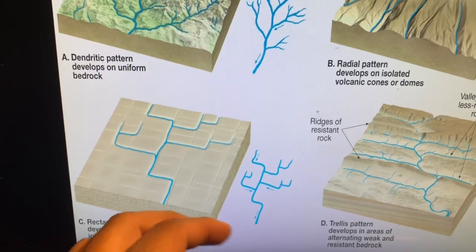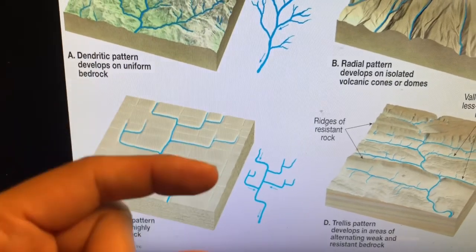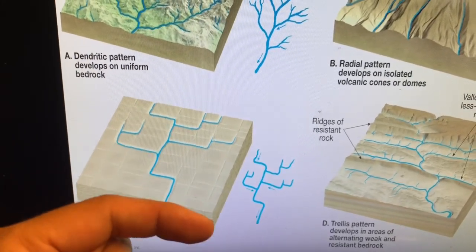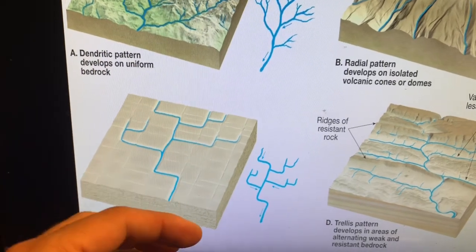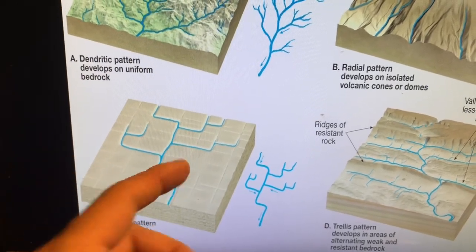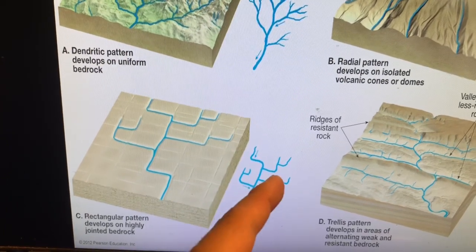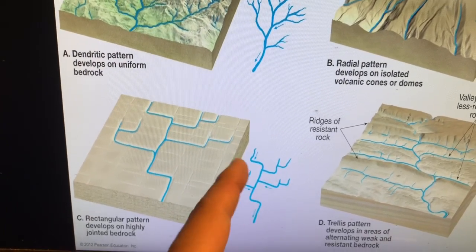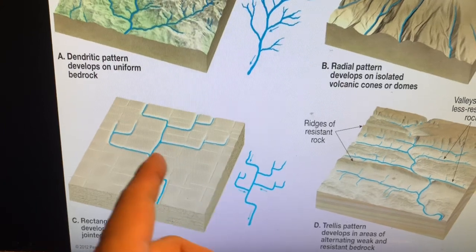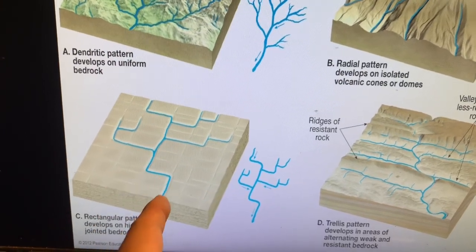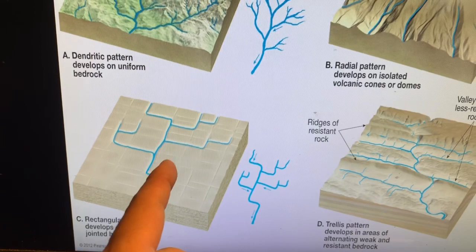And then we have the rectangular pattern, which is here. This is going to happen when you have bedrock that has clear-cut jointing, where it looks literally like it fits together as if it was bricks or something like that. And so you see this pattern here. You have a couple of rivers, not a whole lot of streams or tiny little branches that are going to collect into the larger, but they're going to tend to form along the jointing pattern here.